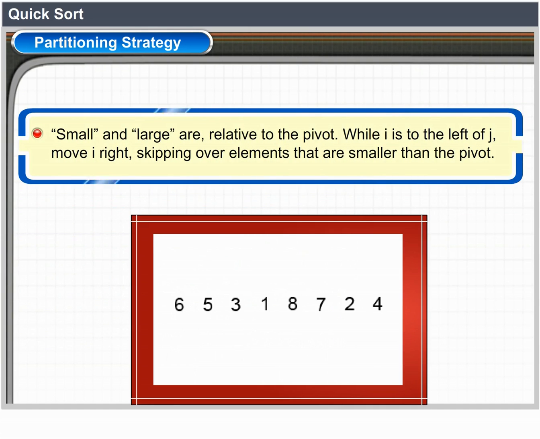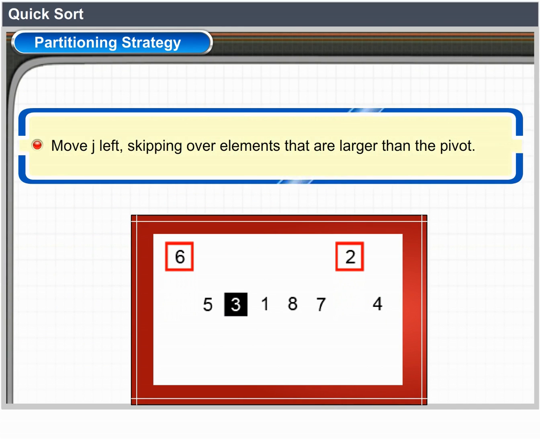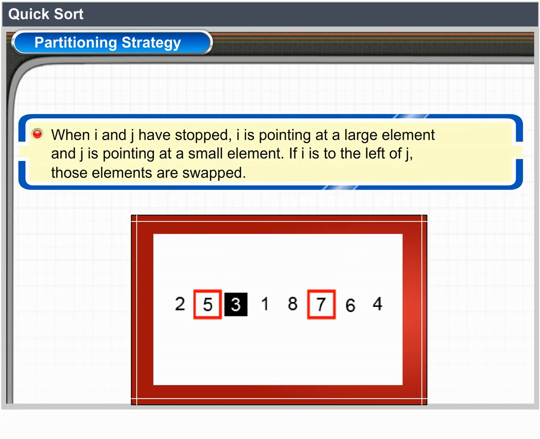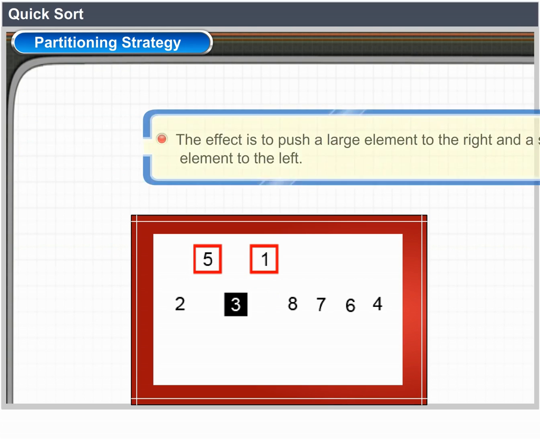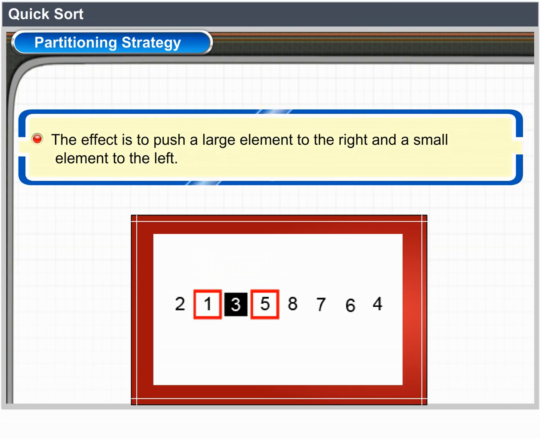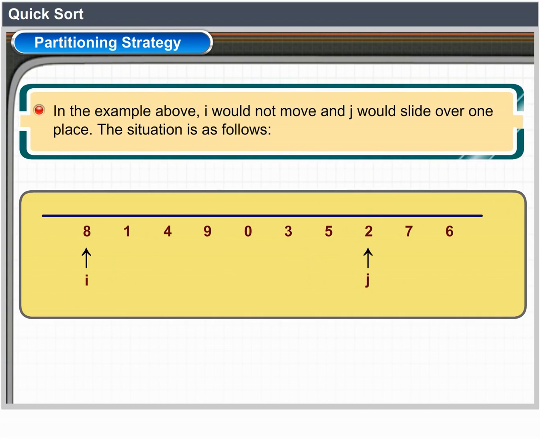While I is to the left of J, move I right, skipping over elements that are smaller than the pivot. Move J left, skipping over elements that are larger than the pivot. When I and J have stopped, I is pointing at a large element and J is pointing at a small element. If I is to the left of J, those elements are swapped. The effect is to push a large element to the right and a small element to the left. In the example above, I would not move and J would slide over one place.